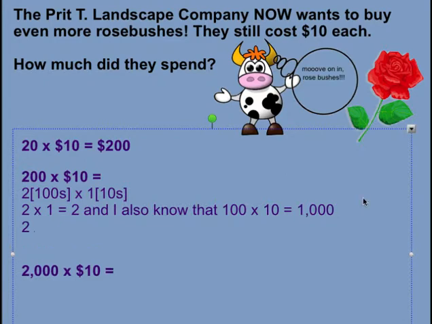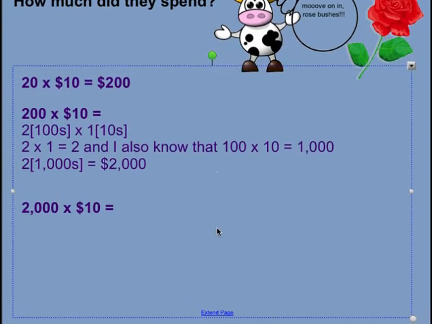Okay, so now we have 2 and we have thousands. So really what this comes down to is that it's 2 groups of 1,000s. Or 2 times 1,000 would be 2,000. So if they were to buy 200 rose bushes at $10 each, they would be spending $2,000, a lot of moolah. Go ahead and try to solve the bottom one on your own.